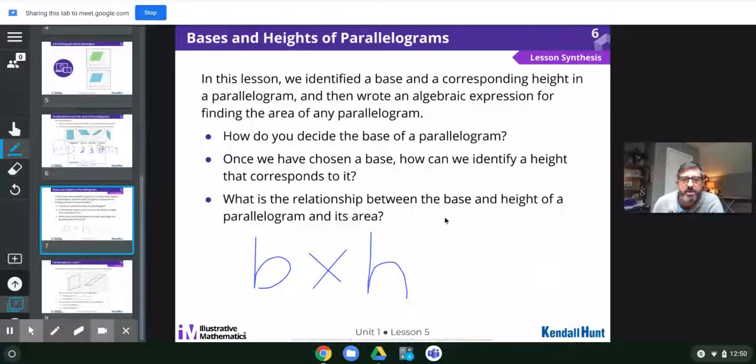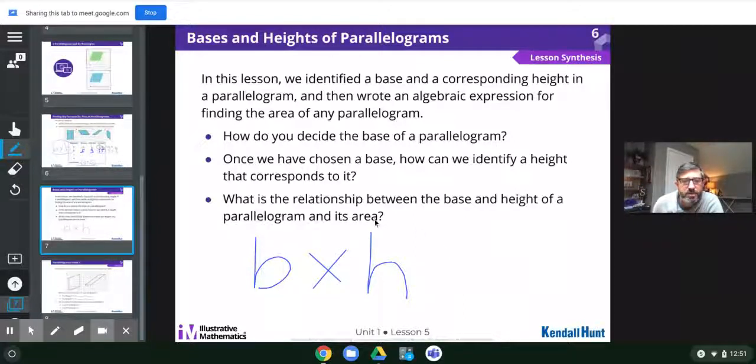So then what is the relationship between the base and the height of a parallelogram and its area? Well, if you recall from previous grades, when you multiply two things together, the answer that you get is called the product. So when we multiply the base times the height, the answer that we get, which is the area, will be the product of the base times height.